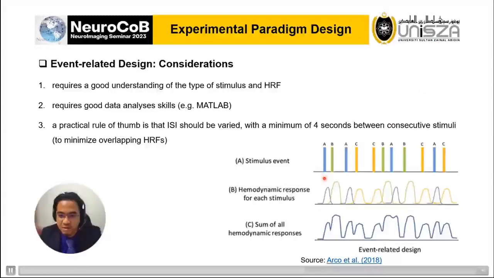Okay, so here we look at the event-related design, and you can see that the HRFs slightly overlap with one another. So it's important for us to accurately key in the time points when we are doing data processing, so that the HRF represents the task or stimulus more precisely.